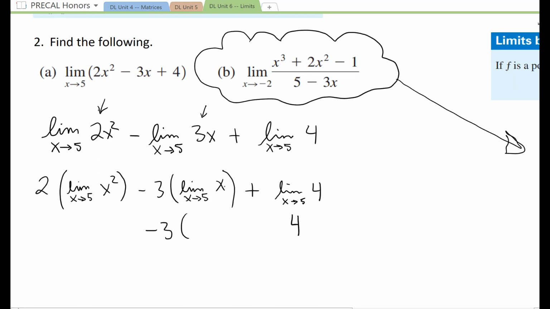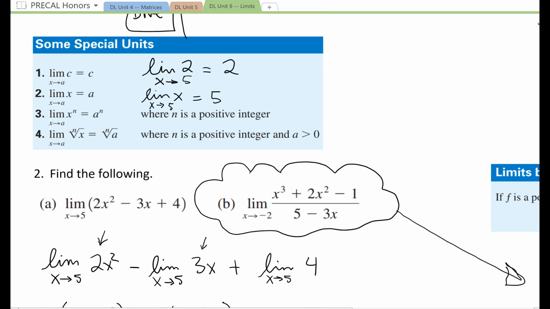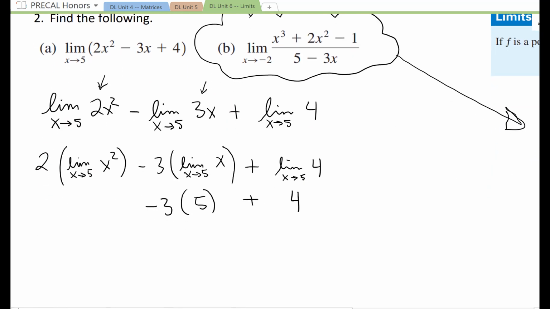So what is the limit of x as x approaches 5? That is 5. The limit of x to the n as x approaches a is equal to a to the n. So in our case of x squared, the limit of x squared as x approaches a is equal to a squared. 5 squared.